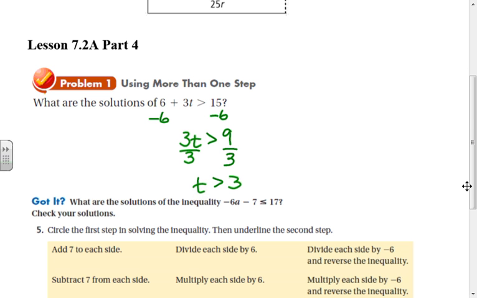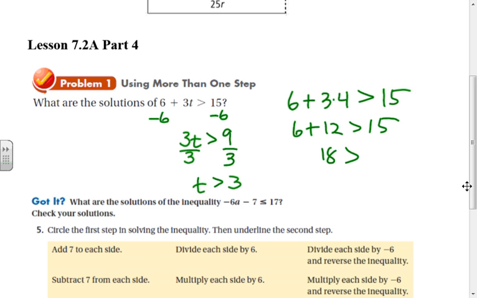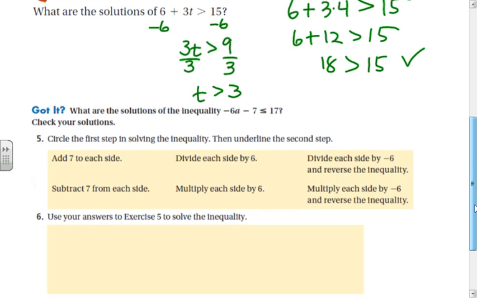Now, we're going to want to check that solution. So let's just pick a number greater than 3, like 4, and put it in the original inequality and see if it's true. So I'm going to do 3 times 4 and hope it's greater than 15. And that's 6 plus 12, and 6 plus 12 is 18, and that checks. 18 is definitely greater than 15. So go ahead, you try it. Make sure that if you are multiplying or dividing by negative, that you remember to switch the sign.